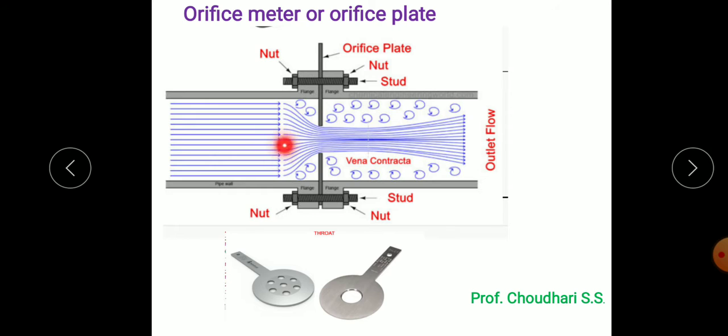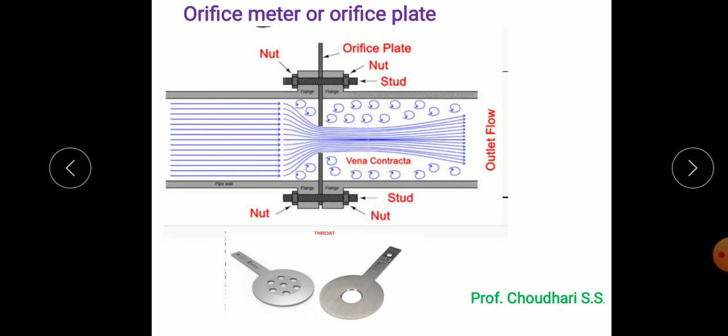At this point, if you fix a pressure gauge or pressure manometer limb, and at this point you connect another pressure manometer limb, here the pressure will be more, and here, because of restriction to the flow, some of the pressure energy is converted into kinetic energy. According to Bernoulli's principle, the total energy is constant. So the pressure is reduced and converted into velocity. We can measure the difference of pressure head at these 2 points.